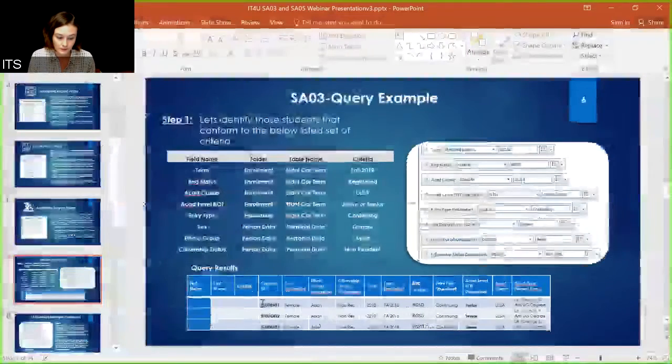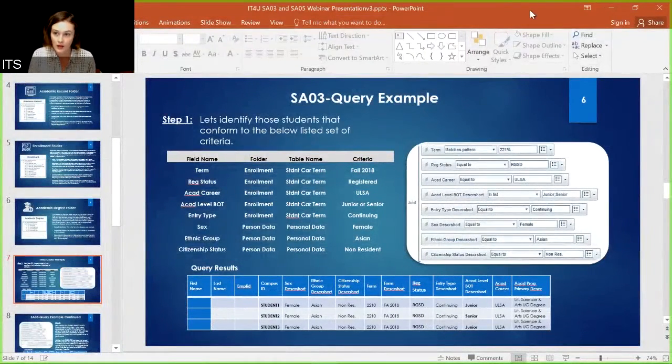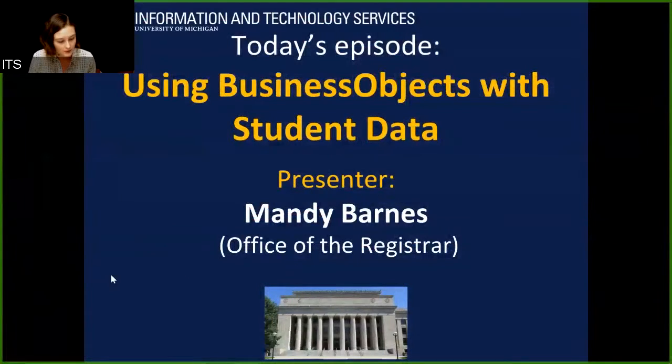Mandy, is Flint data in the SA03? Do you know? As far as I understand, SA03 is just Ann Arbor campus data. That's what I was pretty sure is the case. Yeah, so we'll double check that and get back to you. The different registrar offices maintain their own data in a sense. I've never dealt with Flint data before.